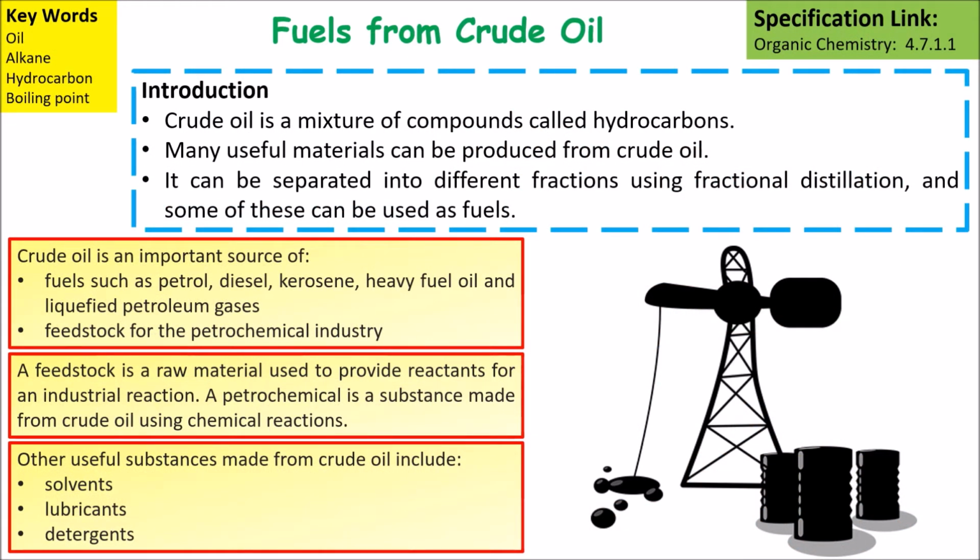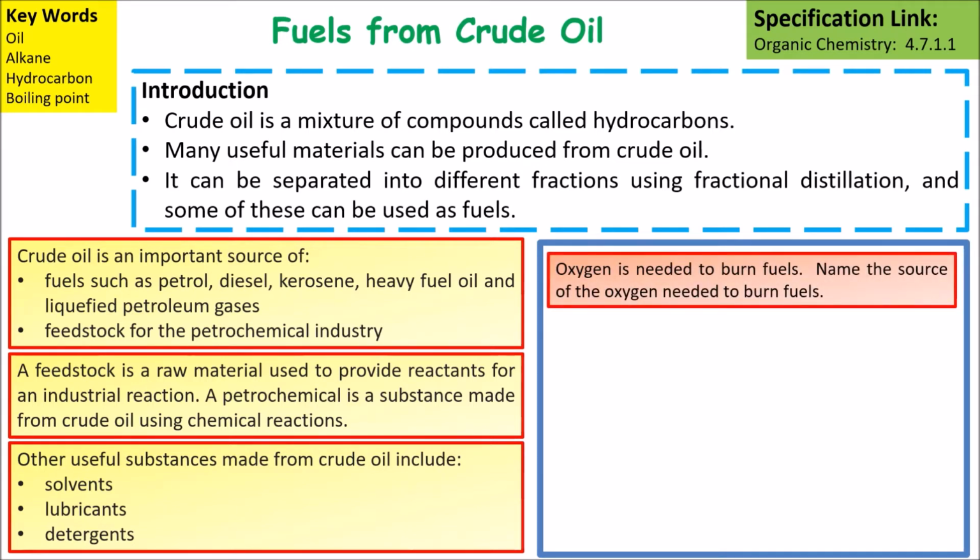So, crude oil is an important source of fuels such as petrol, diesel, kerosene, and is the feedstock for the petrochemical industry. So a feedstock is a raw material which provides the reactant for an industrial reaction to take place, and substances found in crude oil can also be used for solvents, lubricants, or detergents.